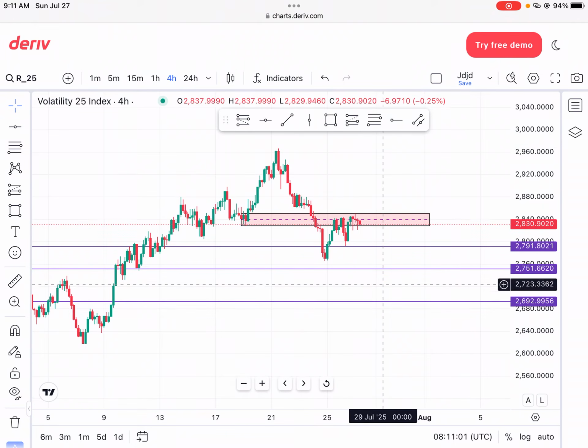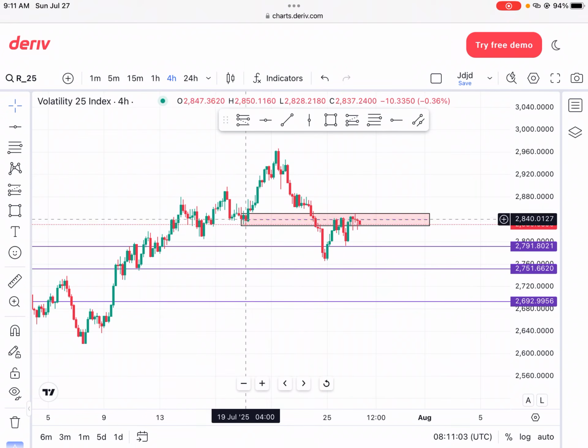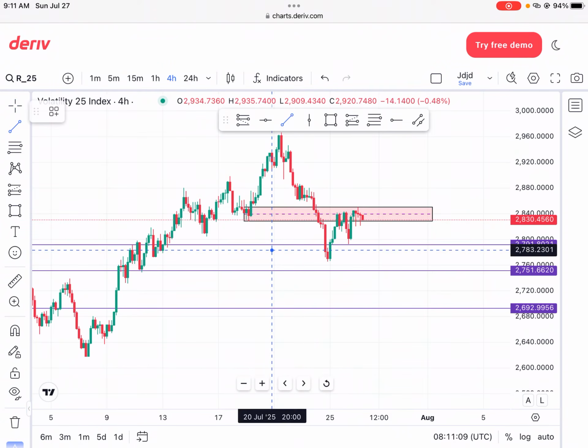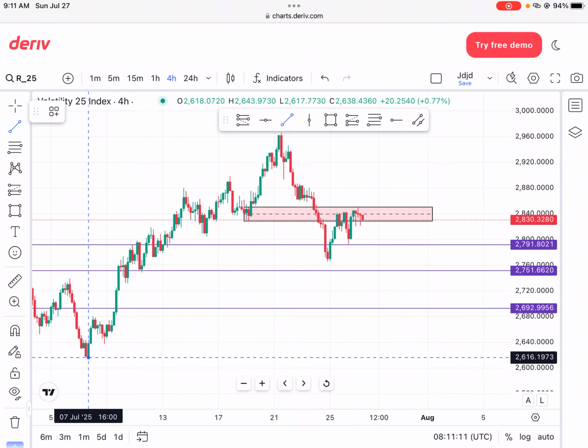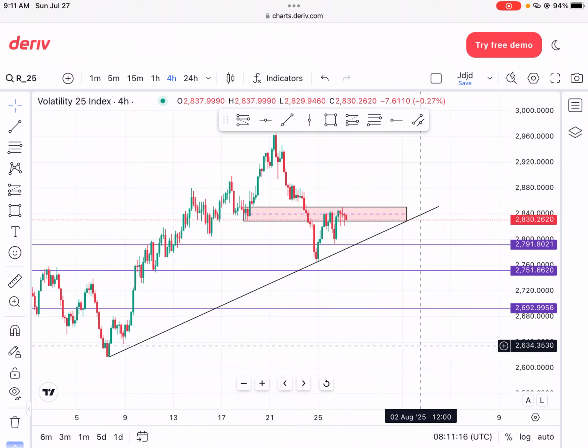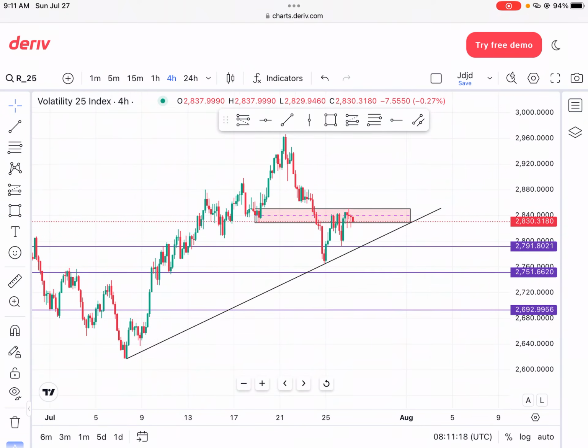So those of you that know how I teach order blocks, this is another order block right here, but it has failed. You can see that there's a fair value gap inside there. Now the next thing we want to do is mark out this trend. Now the market is giving us a bullish vibe.